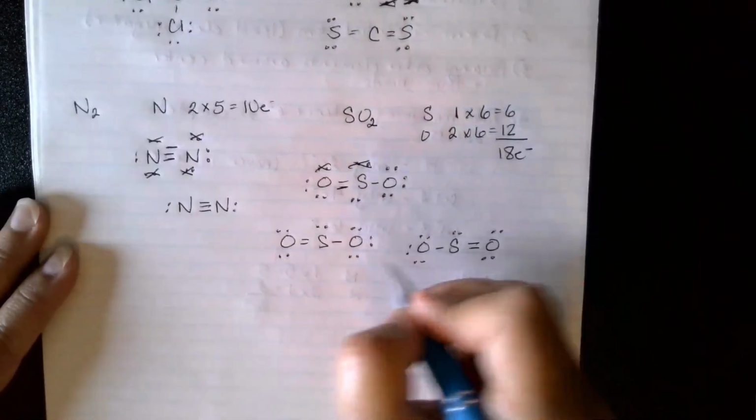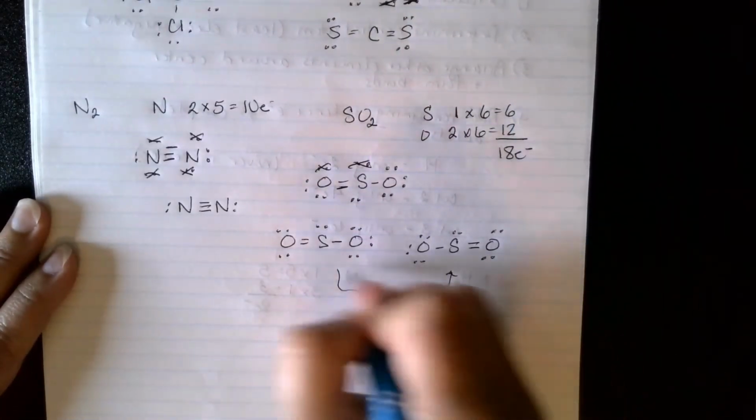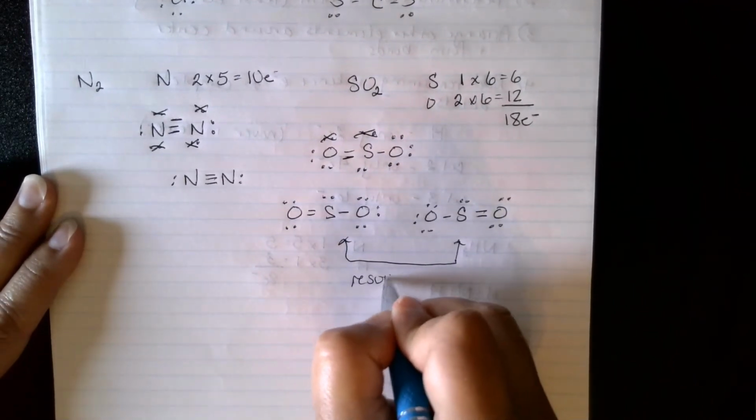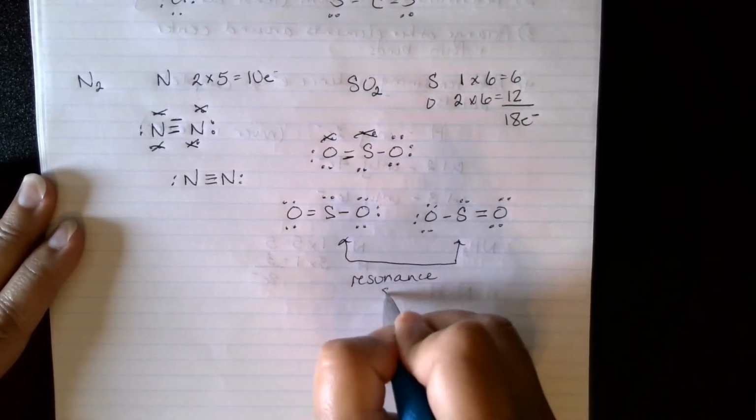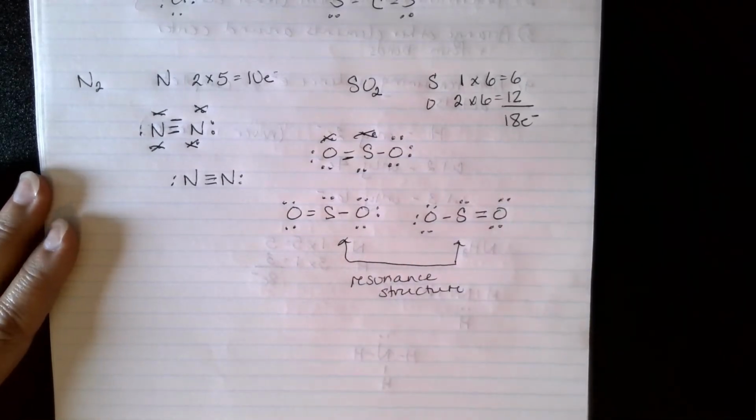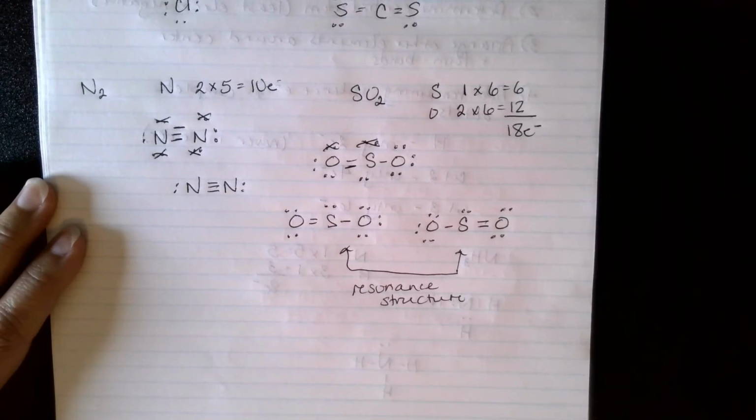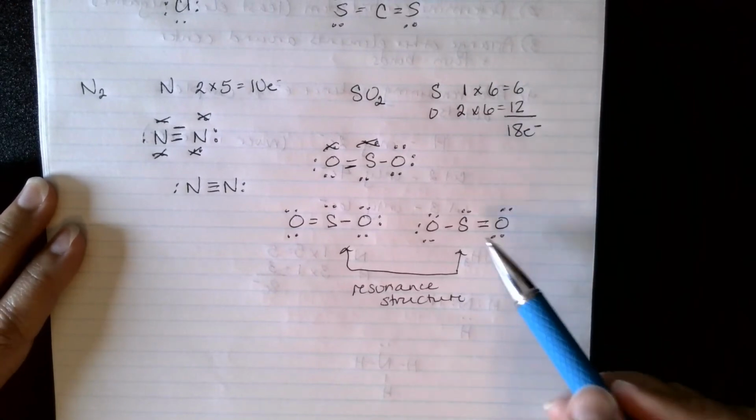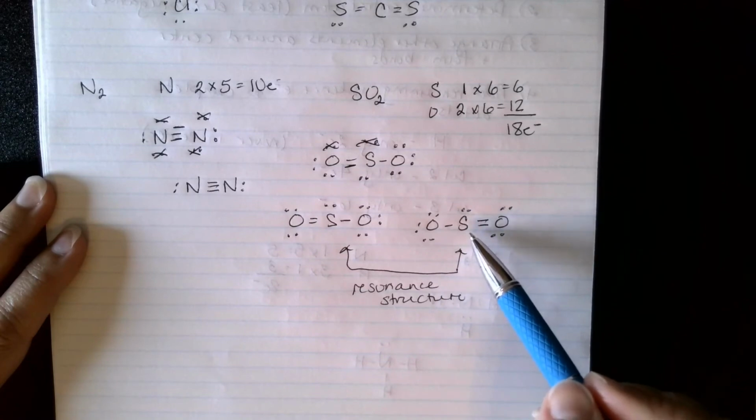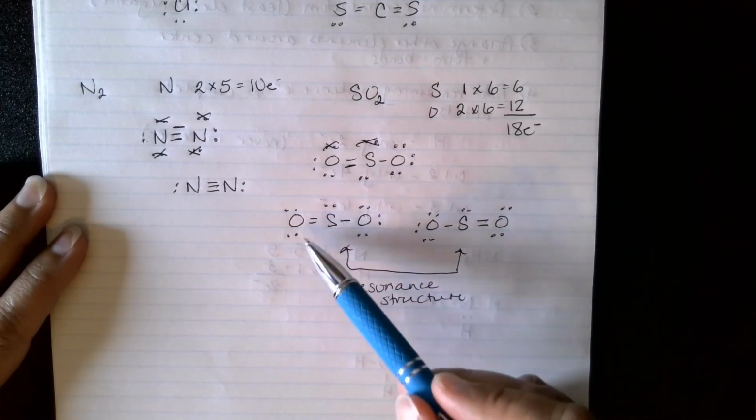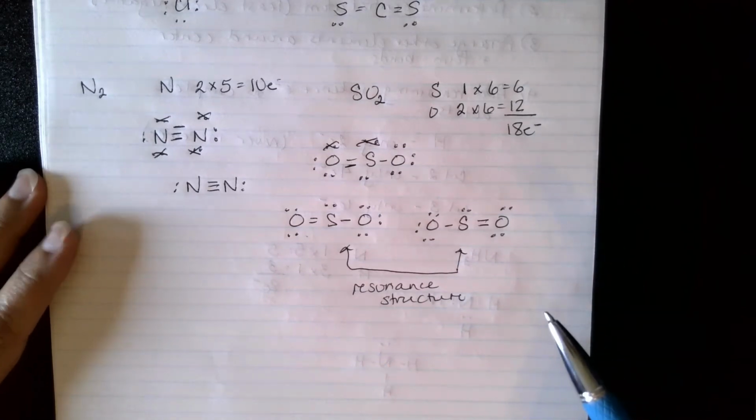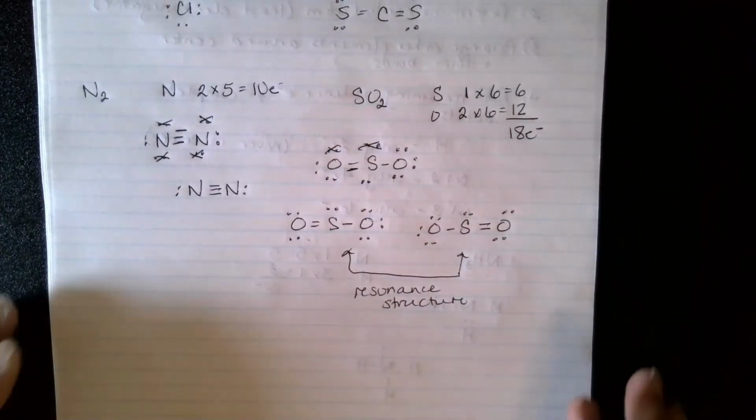And these two are called resonance structures. A resonance structure is when you have more than one structure possible. You have to have a multiple bond that you could move from one side to the other. So instead of being to this O, it's actually to this O. So we would have two different structures that are possible.